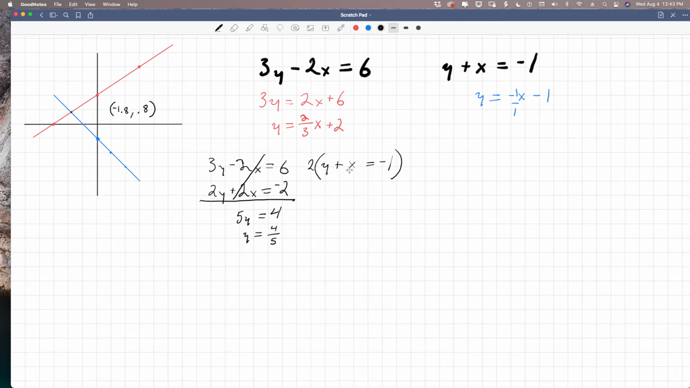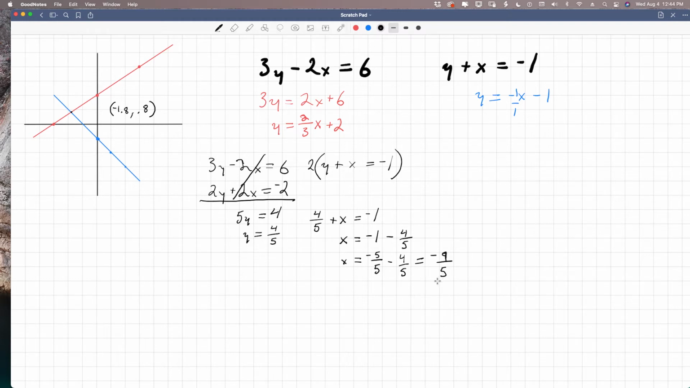So now we can sub that in here. We have y, which is 4 over 5, plus x equals negative 1. So we're going to solve this by changing the sides and changing the signs. So x is going to be equal to negative 1 minus 4 over 5. And we are going to change this negative 1 into a fraction. So negative 5 over 5 is the same as negative 1, minus 4 over 5, which equals negative 9 over 5. So x equals negative 9 over 5.